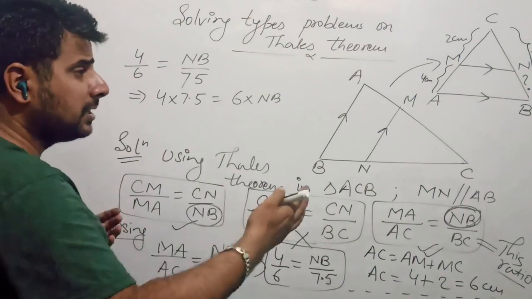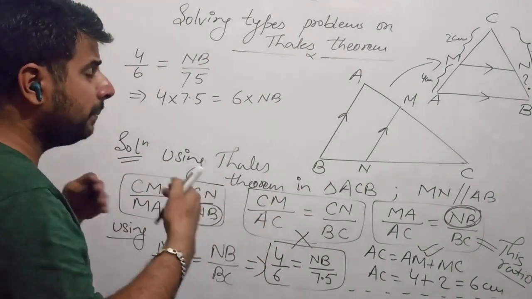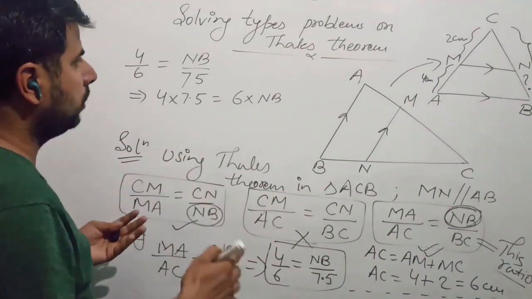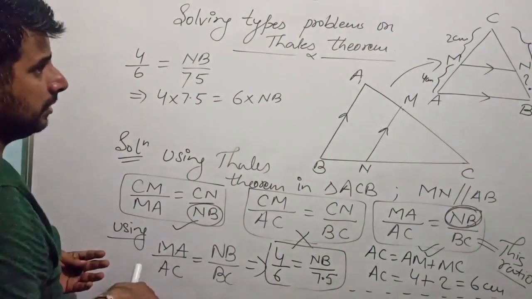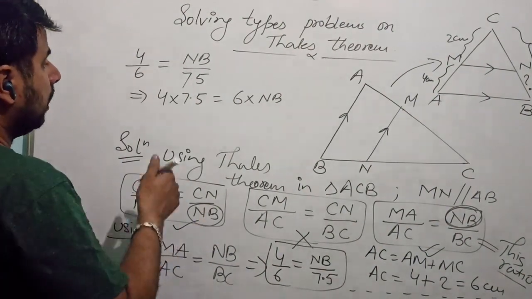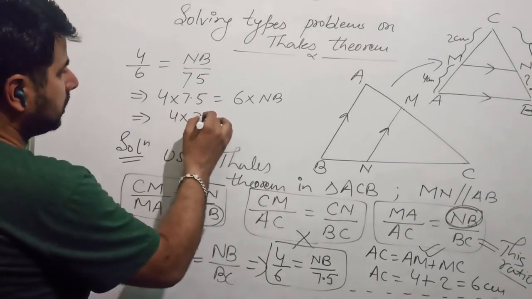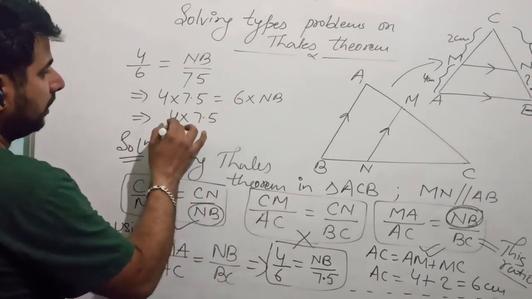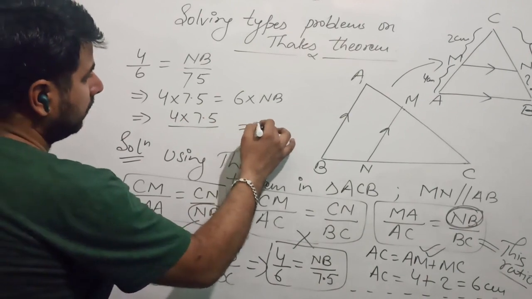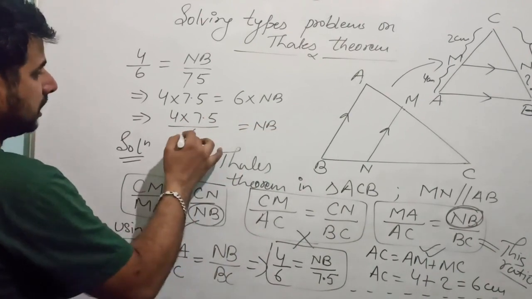Please repeat like this when you are solving. You should speak these words. See that 4 will multiply to 7.5. This will give you perfection in solving. So 4 multiplied to 7.5. The 6 will come down. As you know, you have to find NB, then NB should be alone. So the 6 will come down.